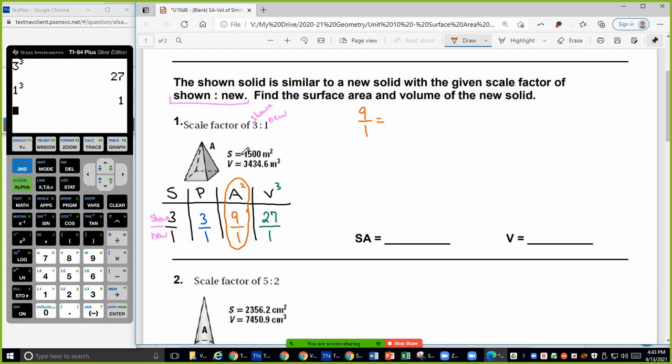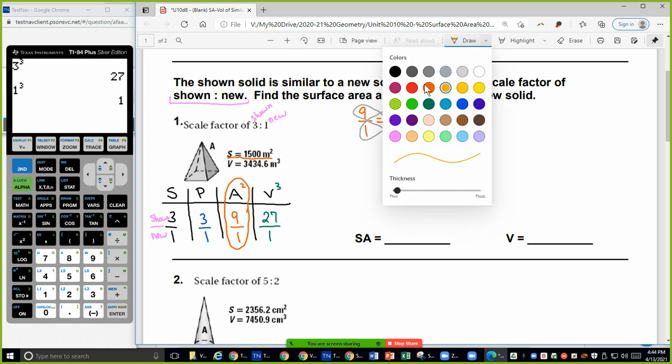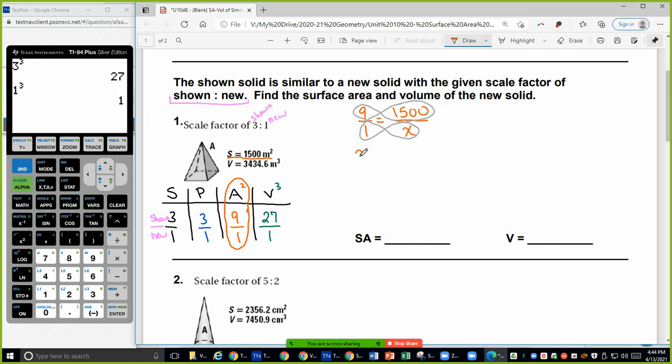My shown figure has a surface area of 1,500 meters squared. So my shown goes on top, 1,500, and I want to figure out what the new one is. To do this, all I need to do is cross multiply: 9 times x and 1500 times 1. 9 times x is 9x, and 1500 times 1 is 1500. Divide both sides by 9.